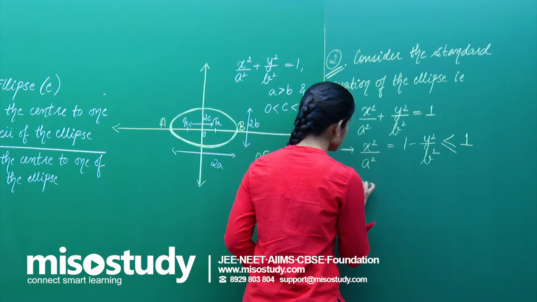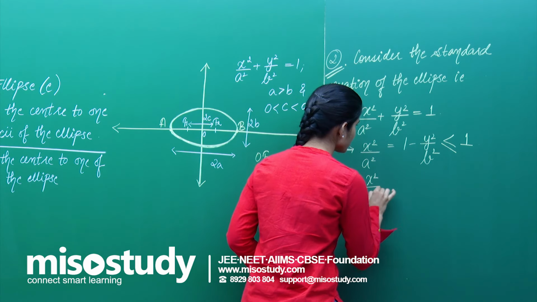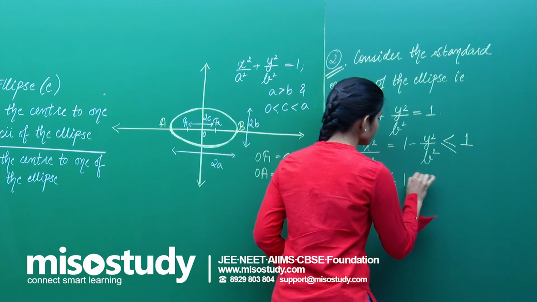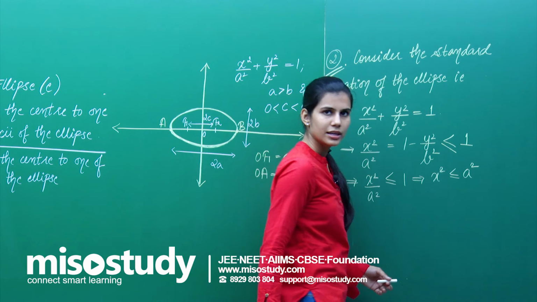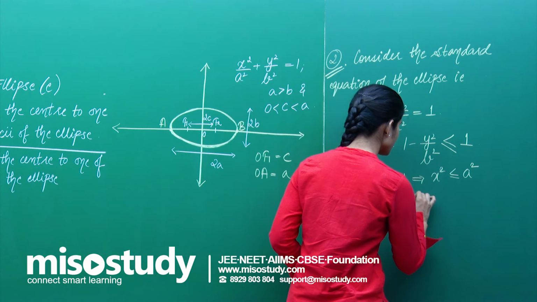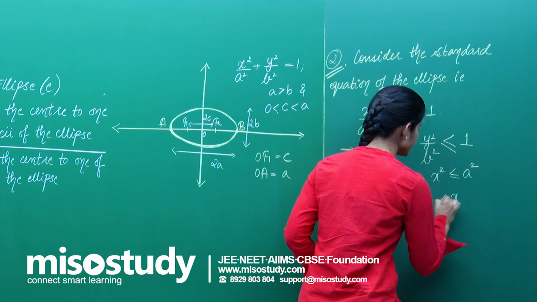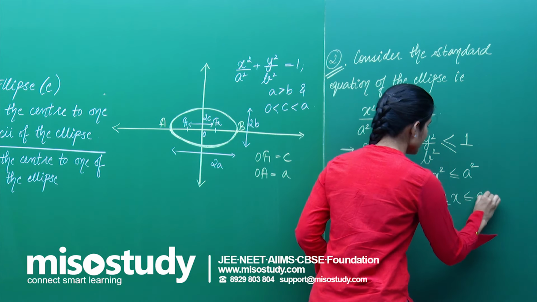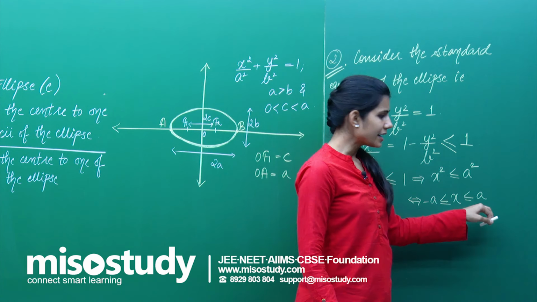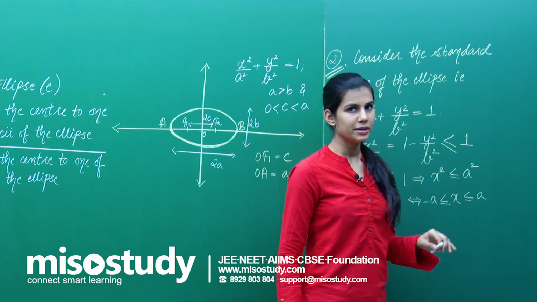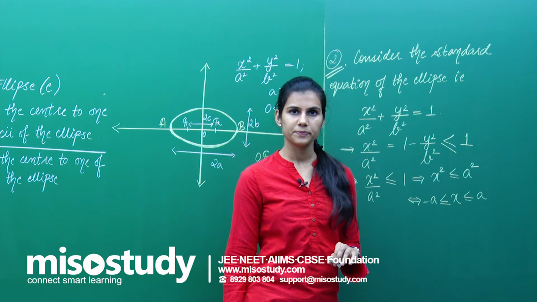This implies x square by a square is less than or equal to 1, which implies x square is less than or equal to a square. That can only happen if x is greater than or equal to minus a and less than or equal to a. If x lies between minus a and a, then only x square will be less than or equal to a square. Is it clear?